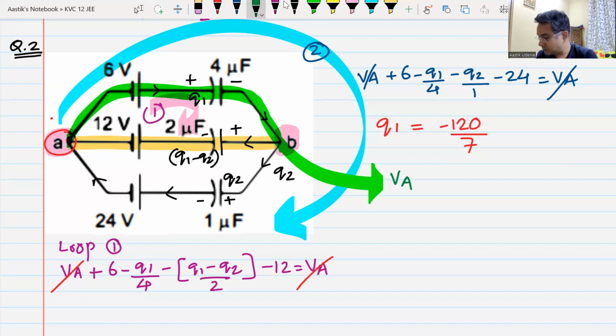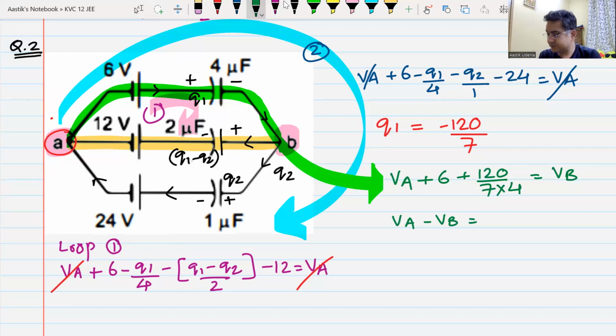VA plus 6. Now remember, the charge is negative. So I am moving from the negative terminal to the positive terminal, so the potential should rise. Do we understand this? So it will become plus 120 by 7 is the charge, divided by C, that is equal to VB. So my VA minus VB is going to come as minus 72 by 7, and that is the correct answer if I remember, because 72 by 7 is somewhere around 10.3.